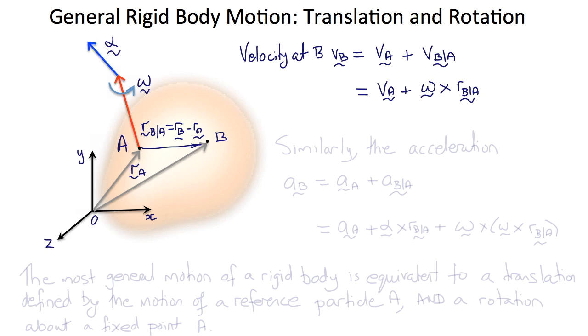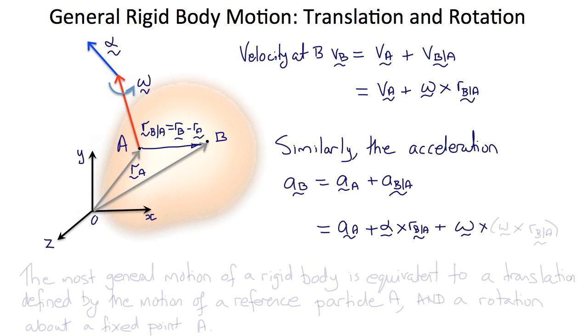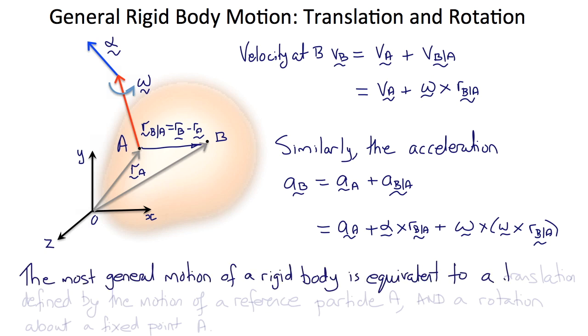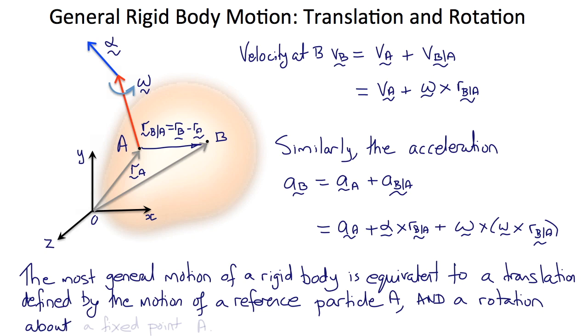So that is the rotation about A. Similarly, for the acceleration, we can write that a sub B equals a sub A plus a of B relative to A. This is a sub A plus alpha cross r of B relative to A plus omega cross omega cross r of B relative to A. So in other words, the most general motion of a rigid body is equivalent to a translation defined by the motion of a reference particle, in this case A, and a rotation about the fixed point A.